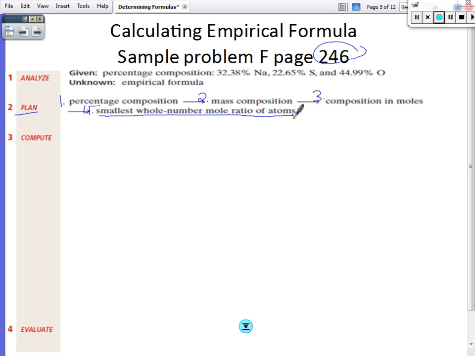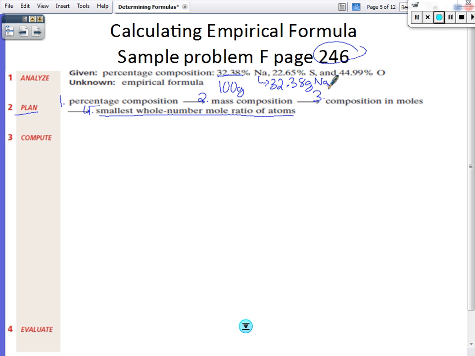Okay? Here's a nice little trick they show you. If I pretend I have a sample of 100 grams, and I know 32.38% of that is sodium, then I know I have 32.38 grams of sodium. Now, it does not matter if I started with 100 or not. The idea, though, is it's a ratio. So regardless of the amount that I start with, if I keep the percentages the same, when I get down to the mole ratio of atoms, it will be the same. This is just an easy starting point with simple math.